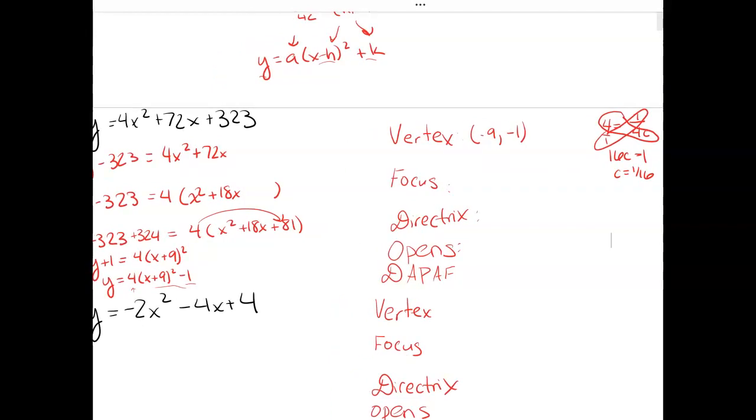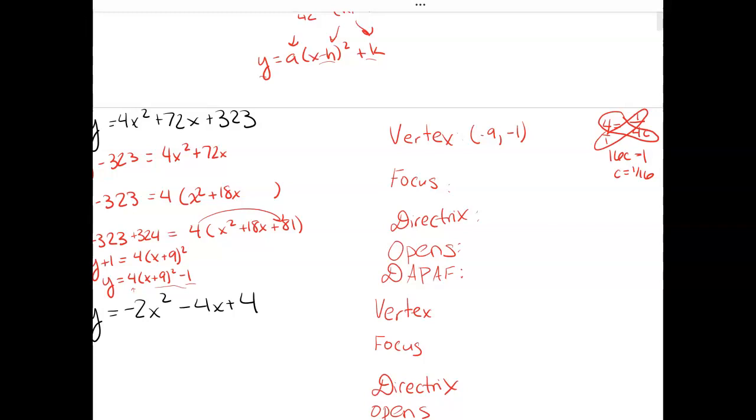Alright, so before I find the focus and the directrix, yes, I found the hard part, which is c. I probably need to state which way my parabola opens, because that way I know where my focus goes and where my directrix goes, because again, my focus should go inside of the parabola, and my directrix should go on the outside.